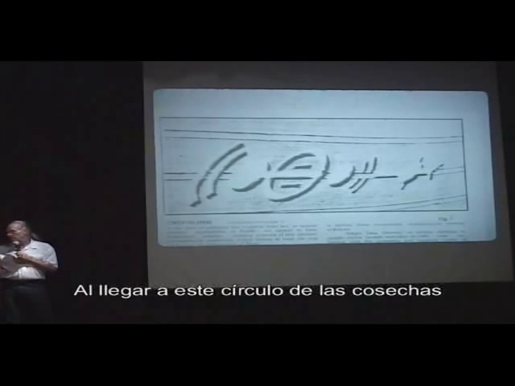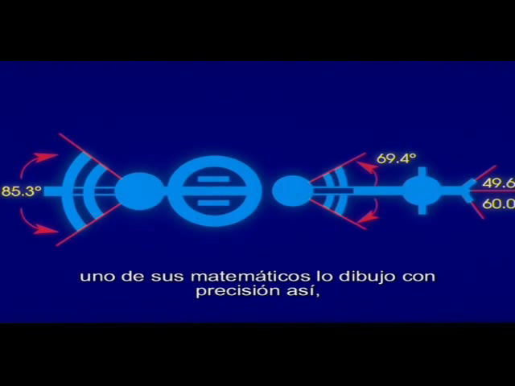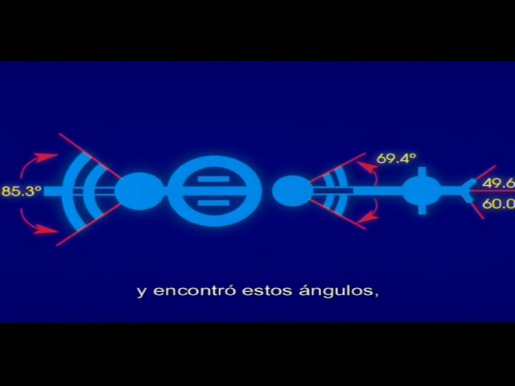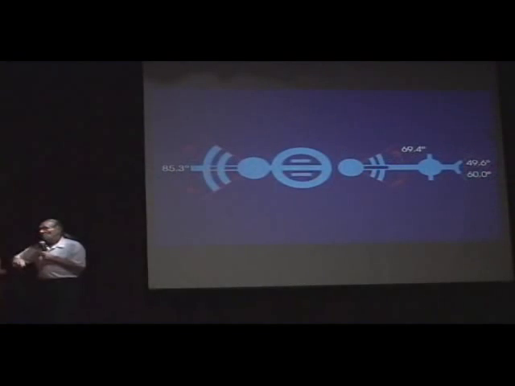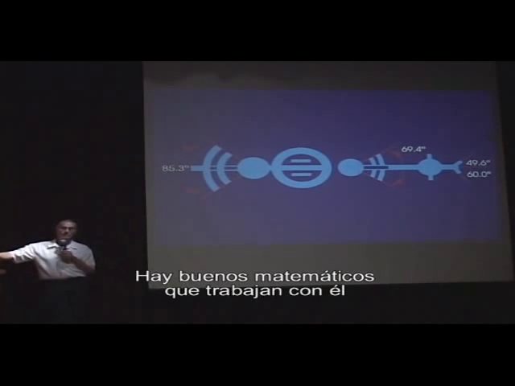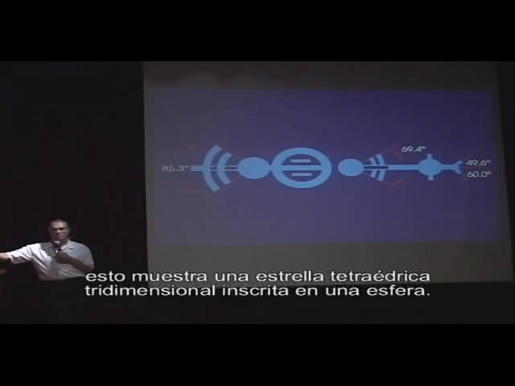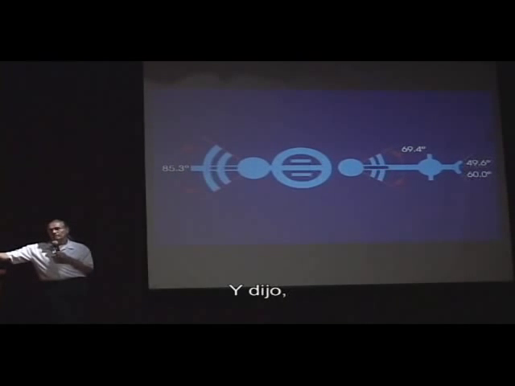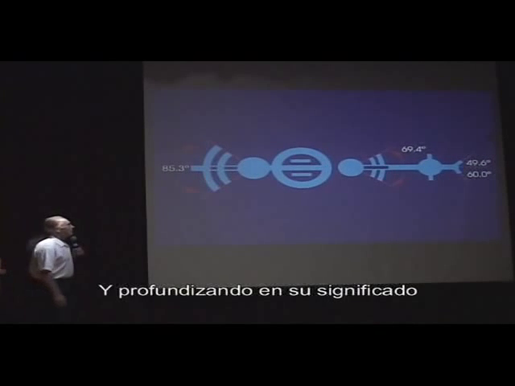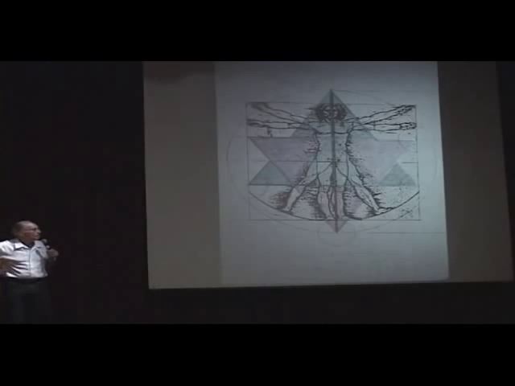And when he got to this particular crop circle, one of the mathematicians working for him, this crop circle drawn very, very precisely, they found these particular angles, etc. And at first look at this thing, you go, what does it mean? It doesn't mean a darn thing to me. Well, he has very high-powered mathematicians who work with NASA and also with him, who spent a lot of time with their computers trying to figure out what this meant. And they all got done. They said, gee, I don't understand it, but what it's describing is a three-dimensional star tetrahedron inscribed in a sphere. And he goes, no. And this began an even deeper looking into what this was all about.